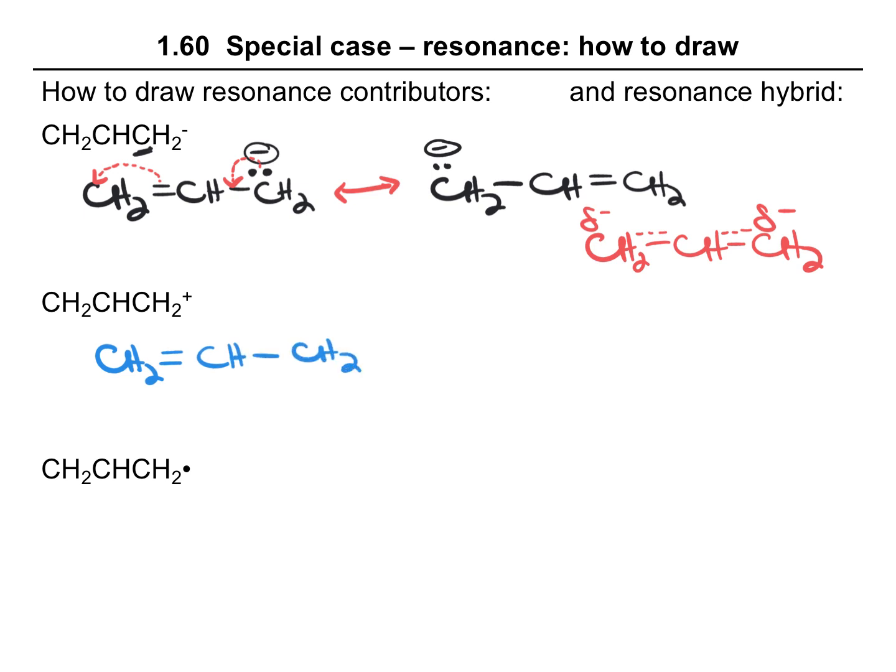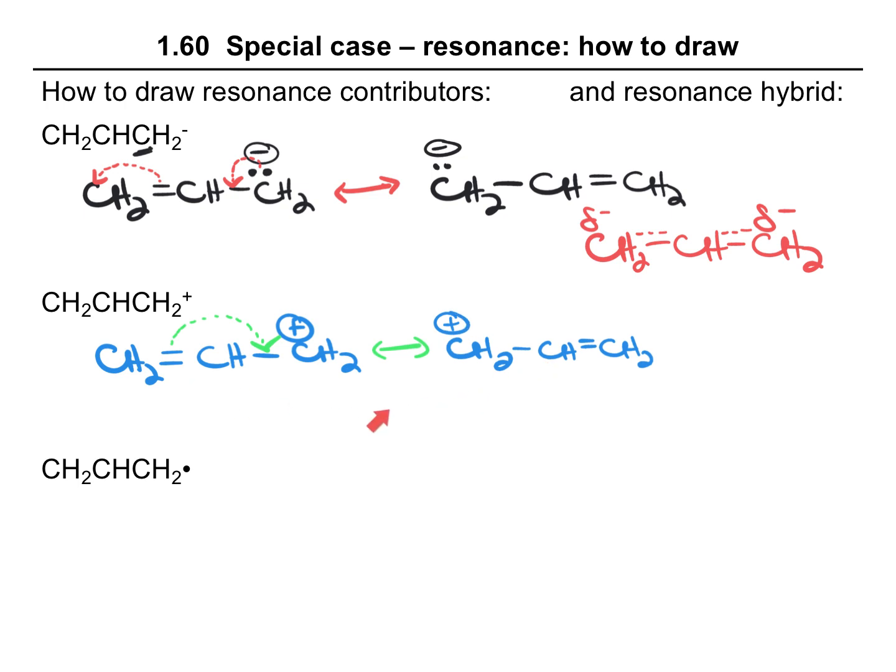If we look at our next example, we are again starting out with CH2 double bonded to CH, single bonded to CH2, and now we have a positive charge on this carbon. Up here, we moved our electrons away from our negative charge. So here, let's try moving our electrons toward the positive charge. So let's imagine that these electrons move over here, and that will give us a second resonance structure that looks like this. Here we have a double bond, and now this carbon has a formal charge of +1.